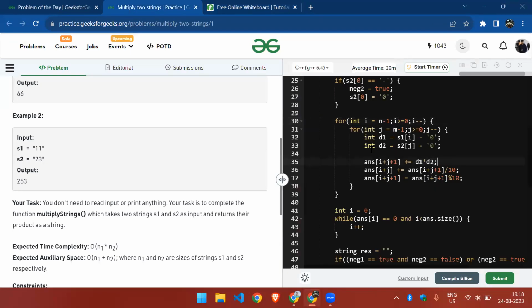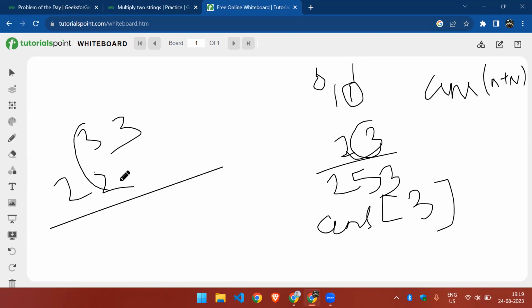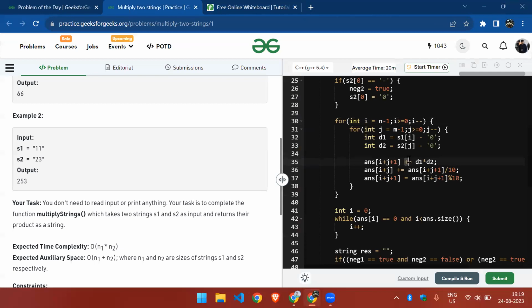All right. Then this plus equals simply denotes that we will be storing, since, for example, there might be a case when we will have another result. For example, we had 33 plus 22, right? So you had to add these two integers, right? So that's why you have to again add in the answer in that place.